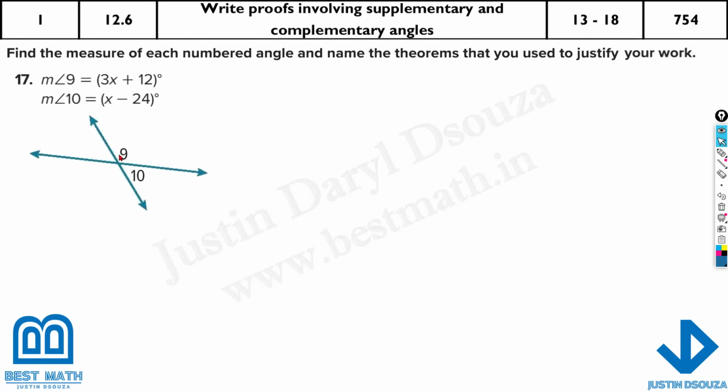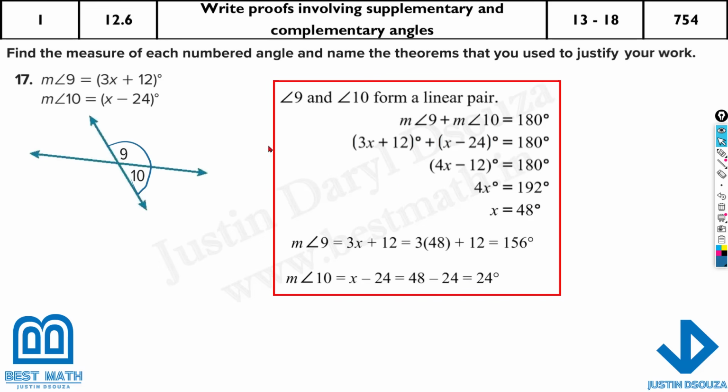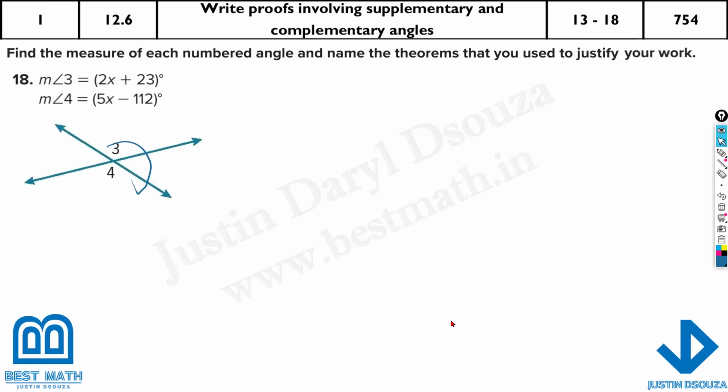9 and 10. Now, this is a linear pair. That means when you add them up, it's going to be 180 degrees, isn't it? When you add them up, it's a straight line. So this plus this will be equal to 180 degrees. You can use your calculator and solve it. You find the x and then substitute over here, you get the angles. Very simple.